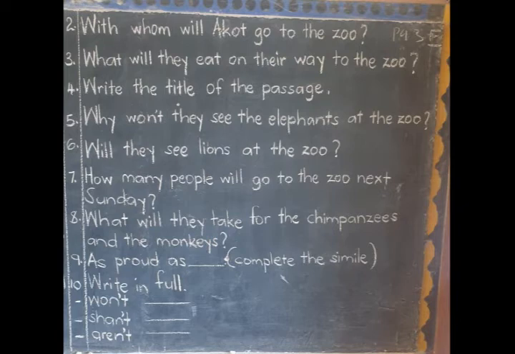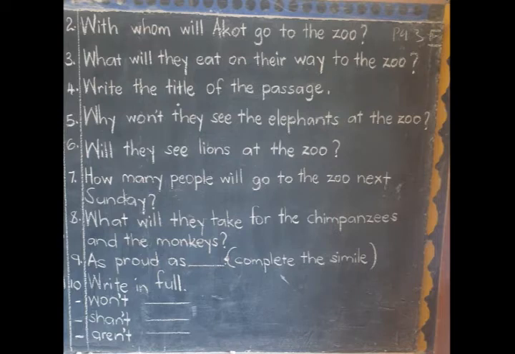Number 5. Why won't they see the elephants at the zoo? Will they see lions at the zoo? How many people will go to the zoo next Sunday? What will they take for the chimpanzees and the monkeys? As proud as dash, complete the simile. Write in full: won't, shan't, aren't. Those are the questions for the story.